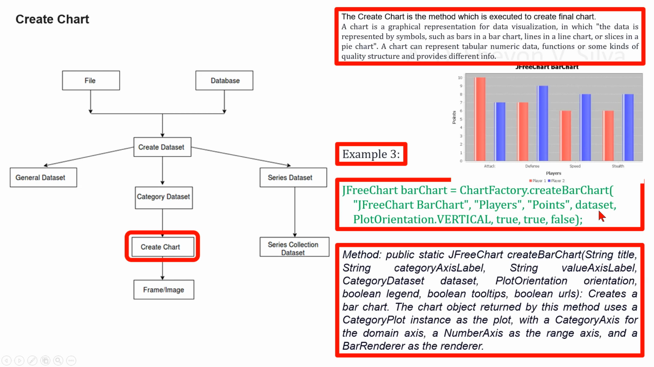Dataset, the dataset for the chart, null permitted. Orientation, the plot orientation, horizontal or vertical, null not permitted. Legend, the flag specifying whether or not the legend is required. Tooltips, configure chart to generate tooltips. URLs, configure chart to generate URLs. This method returns a bar chart.